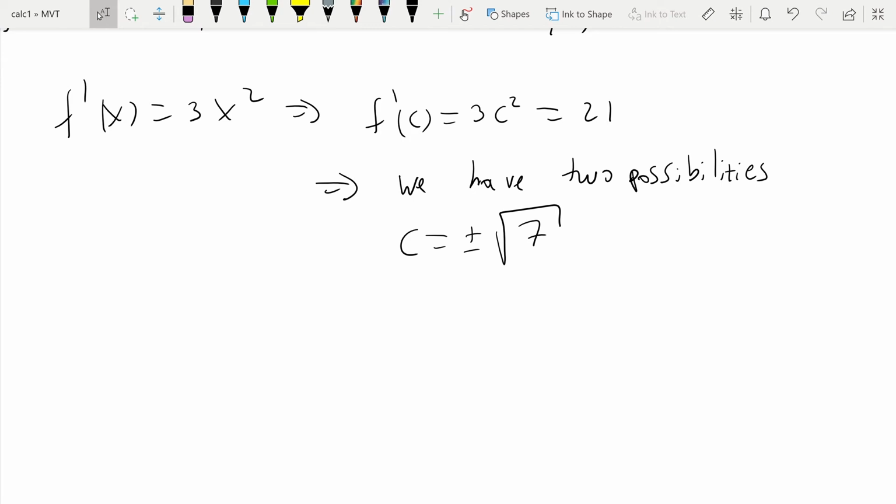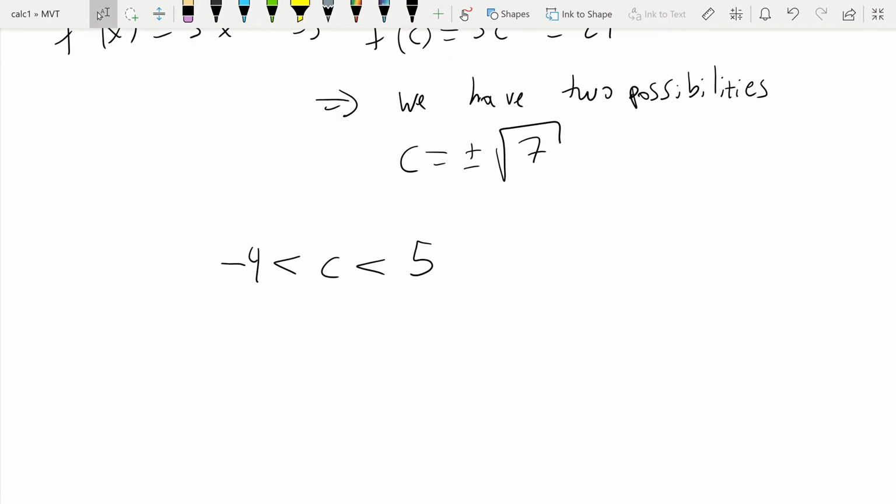And in order to check that, we need to see that minus 4 has to be less than c, less than 5. And is this the case? Well, it definitely is. When you raise the square root of 7 to the square, that's going to be less than 5 squared. So that means that the square root of 7 is positive, so the square root of 7 is inside the interval.